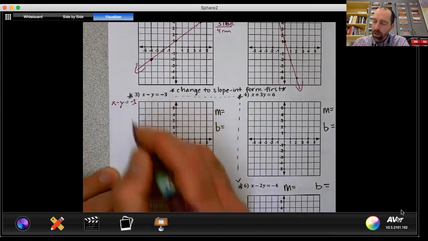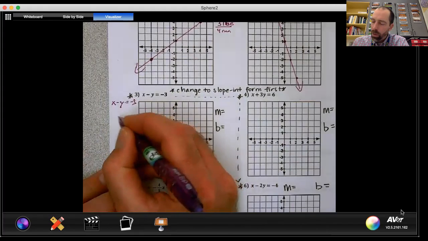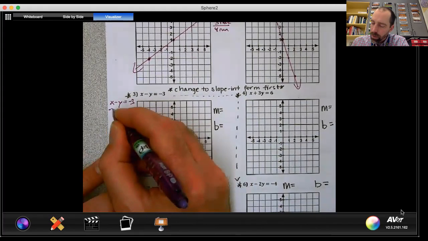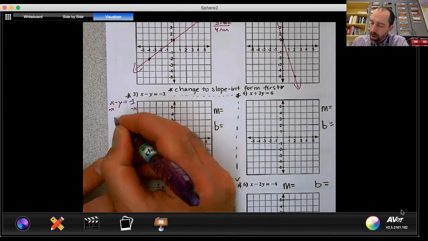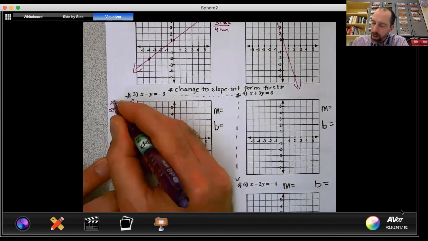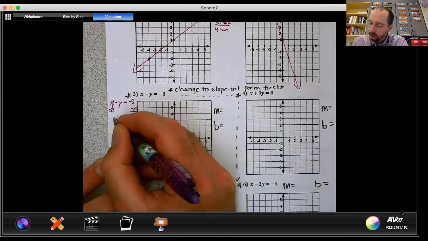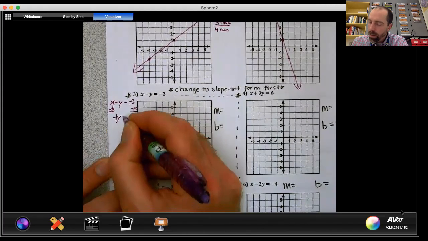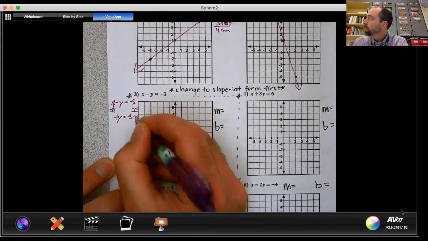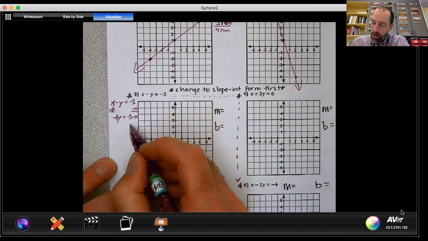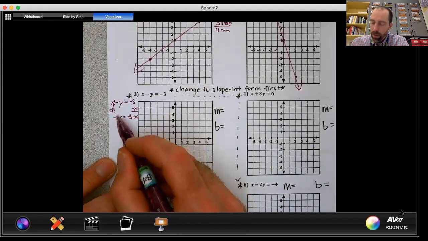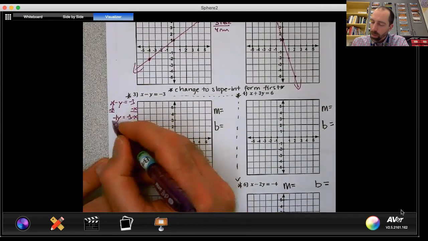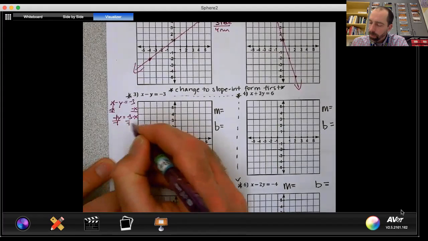Let's put this into slope-intercept form. We want to subtract x from both sides of this equation. x minus x is 0. So this would be -y, or -1y, equals -3 minus x. Now we have to get rid of this -1, so I'm going to divide everything by -1.